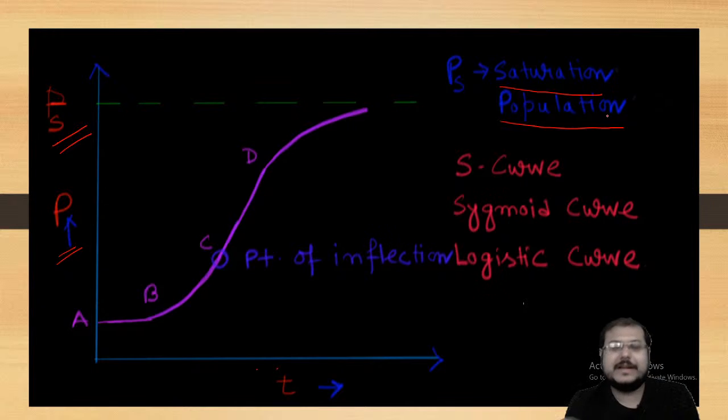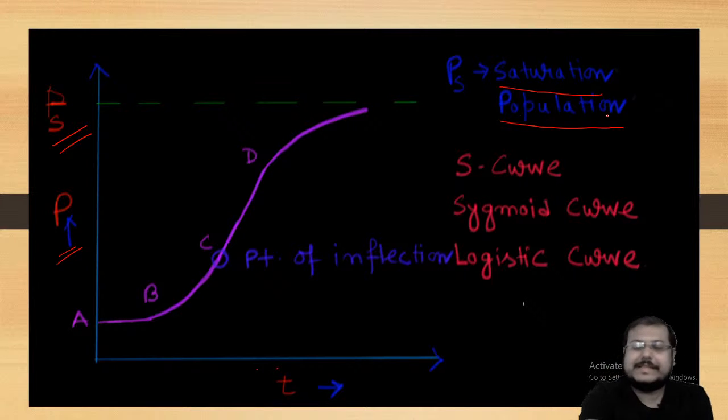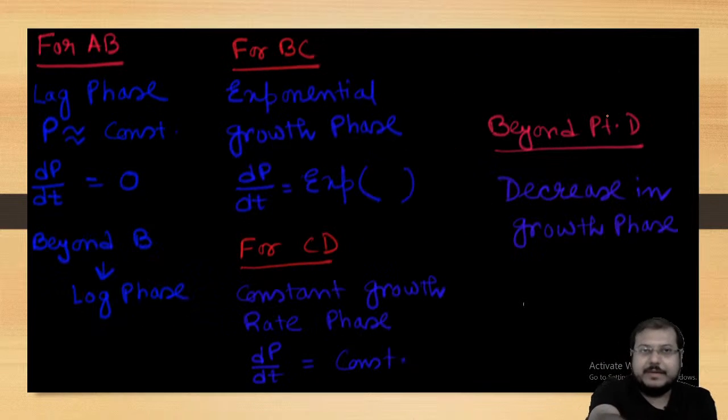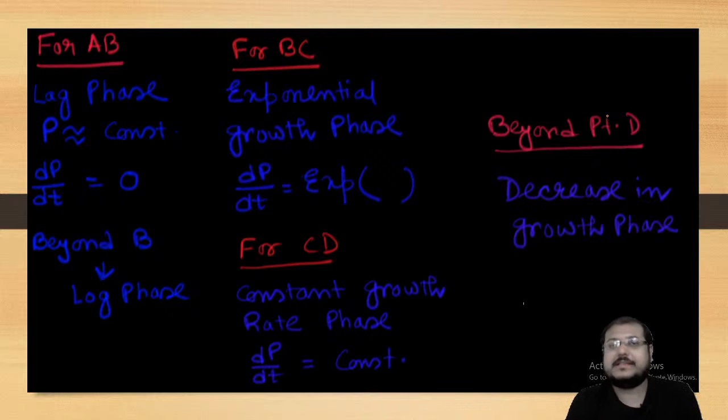During this judgmental period, their number will not increase, or if it does increase, it will be negligible; only their body mass will increase. In that particular period, segment AB is defined. Segment AB is called the lag phase, where population is constant.